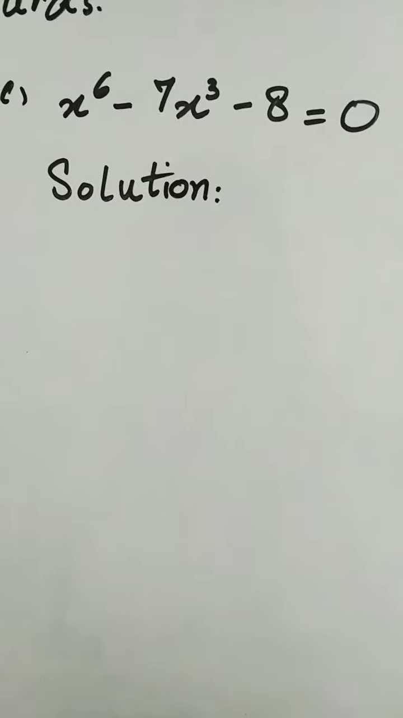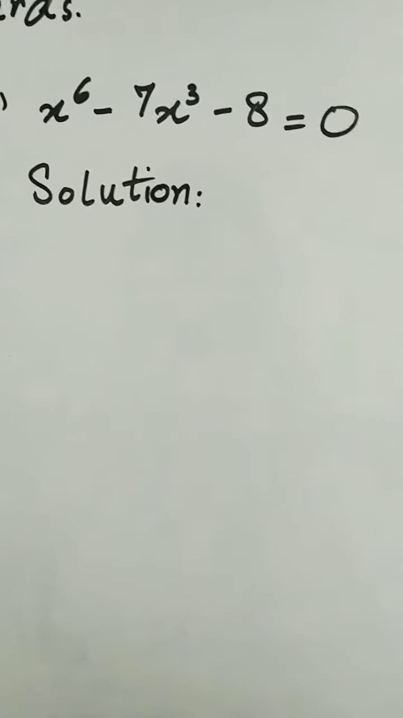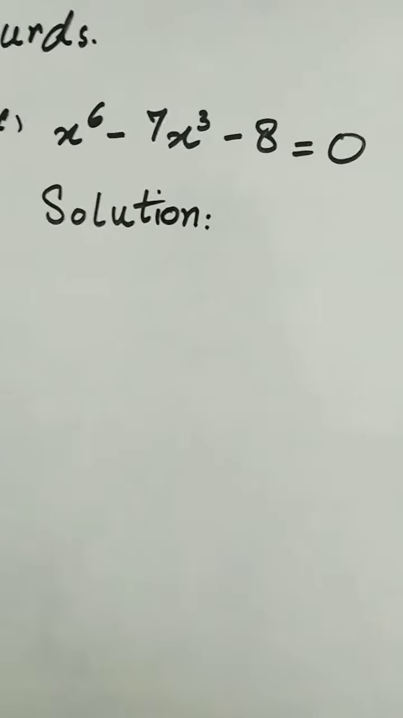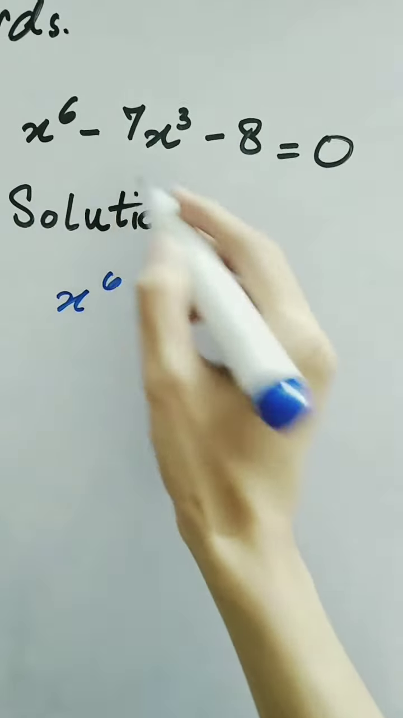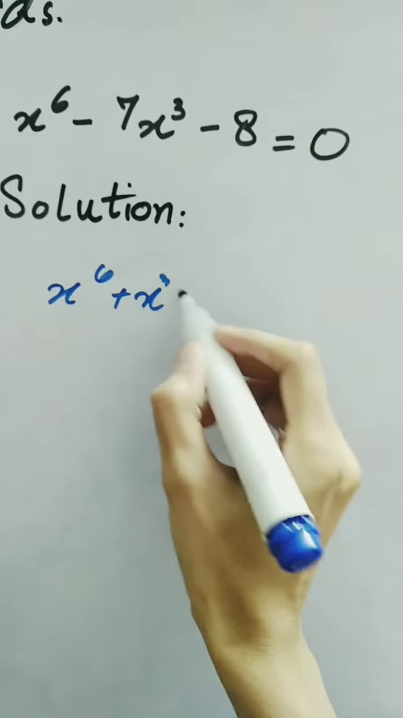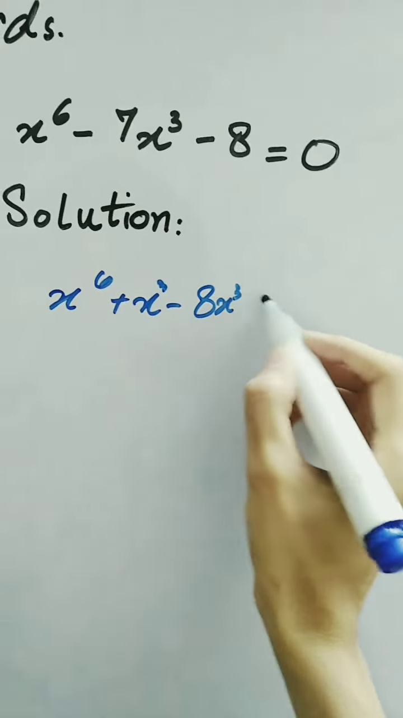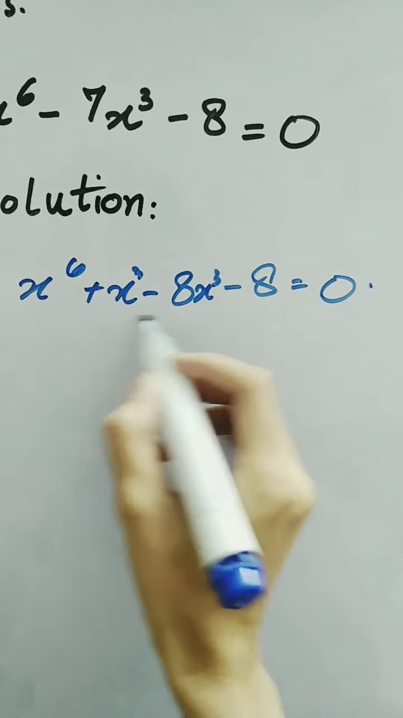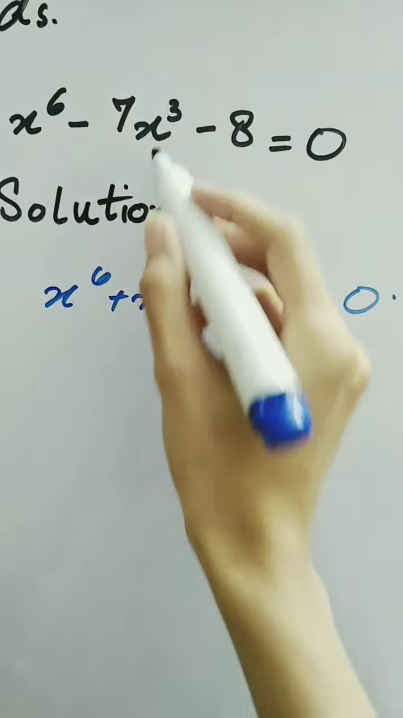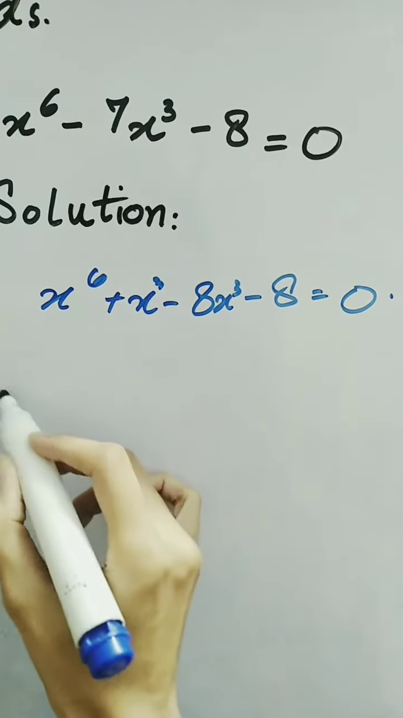Here we have another question. X power 6 minus 7x cube minus 8 is equal to 0. Now let's solve it, and we have broken this middle term into plus x cube minus 8x cube in order to get our factors, because plus x cube minus 8x cube is equal to minus 7x cube.